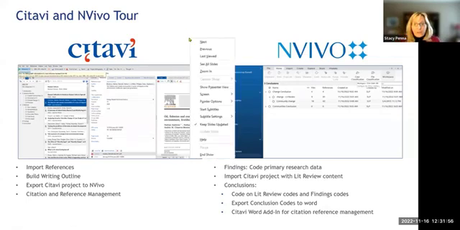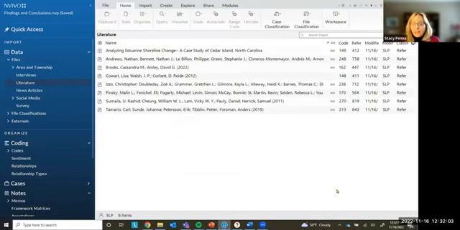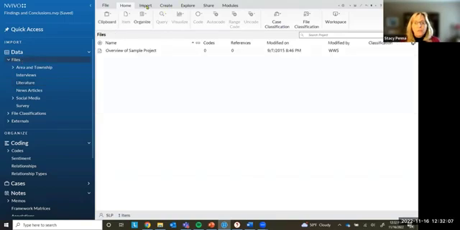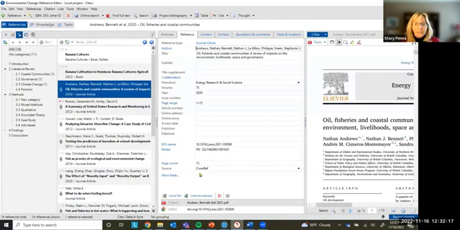So now I'll go back to software. Now we have some context. So again, in NVivo, I can go to import, and I can import bibliographical software like Citavi into NVivo. But before I do that, I want to show you what it looks like in Citavi. So I have a project opened already that I've been working with in Citavi.